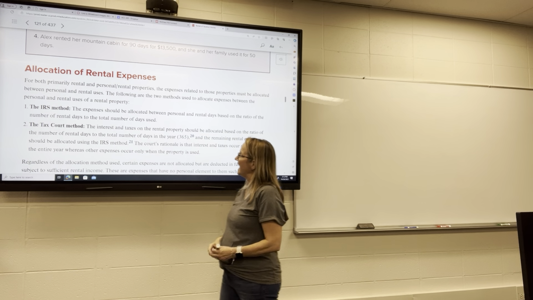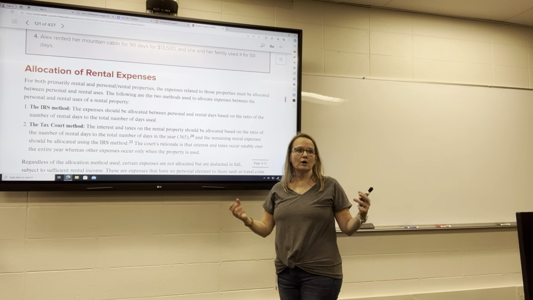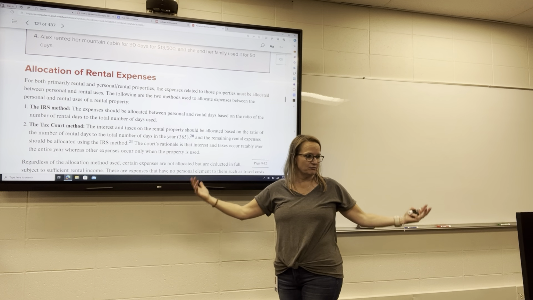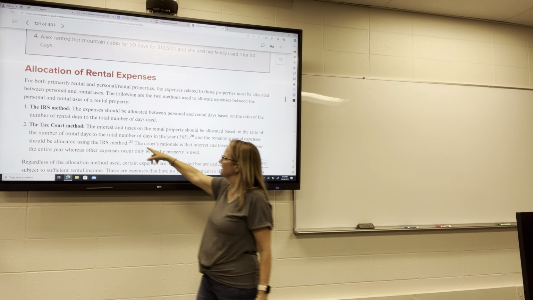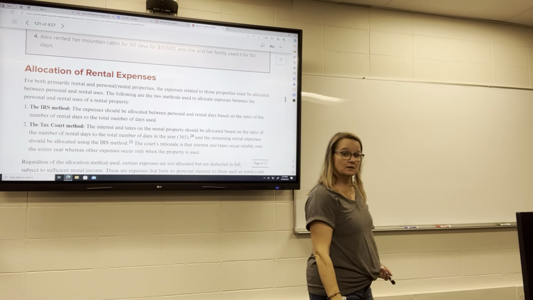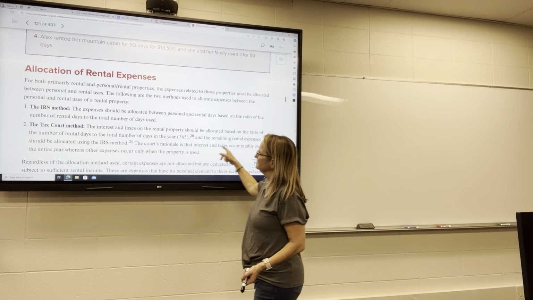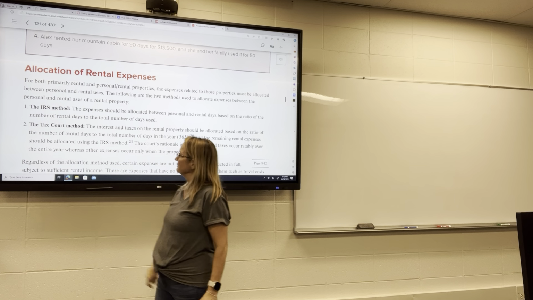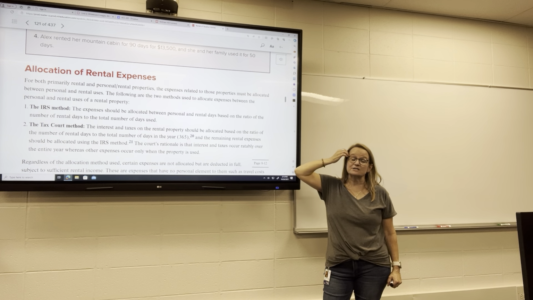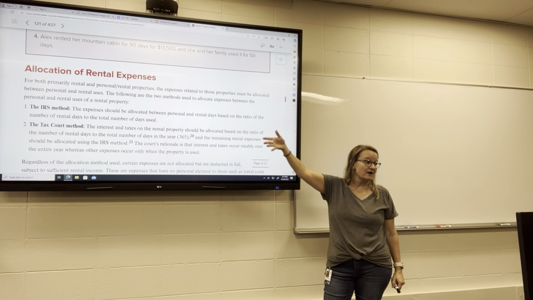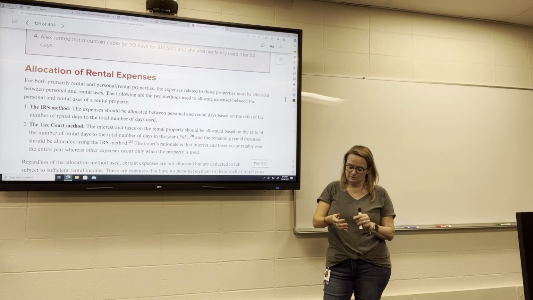The other method is called the tax court method. The interest and taxes, which are paid all year long regardless of whether the property is being used, are allocated based on the ratio of the number of rental days to the total number of days in a year, 365, or 366 if it's a leap year. The remaining rental expenses are allocated using the first method. So the only expenses we would use the tax court method with, dividing by 365, are mortgage interest and property taxes, because they're paid throughout the year.